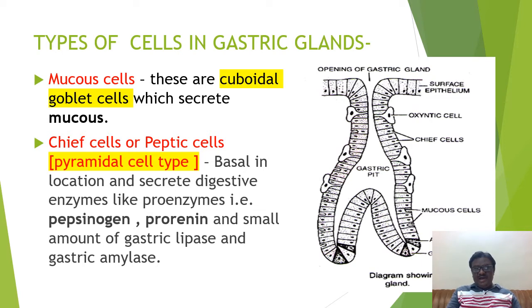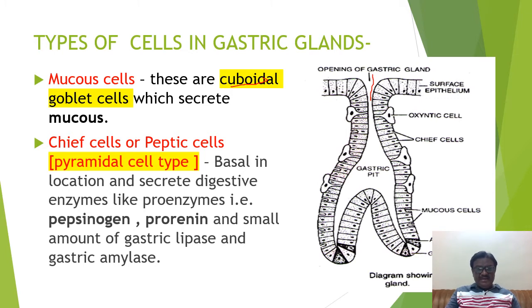Now you can see here the space in between these two lines, where the row of cells is present. This opening is the opening of the gastric gland. This gastric gland has 4 different types of cells. The first type of cell present is the mucus cell. This mucus cell is a cuboidal cell which secretes mucus.